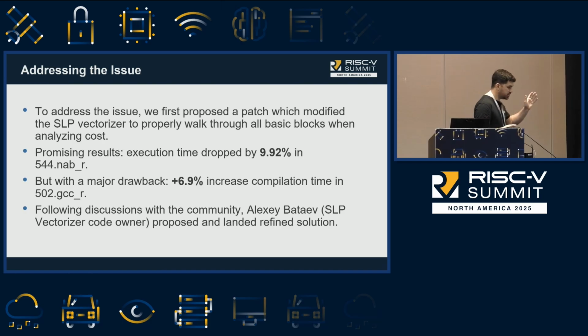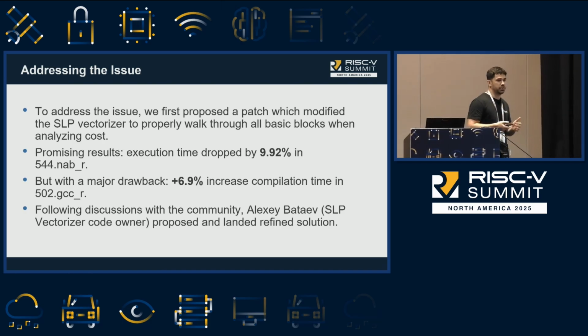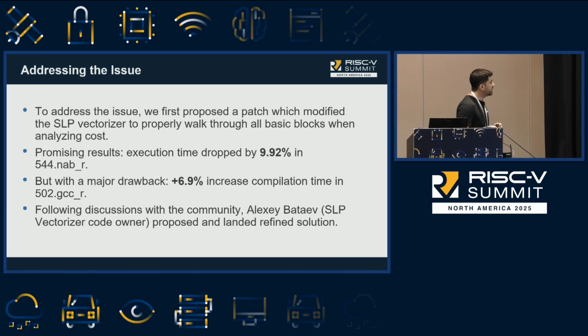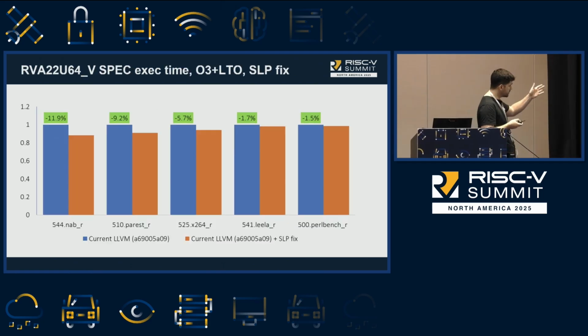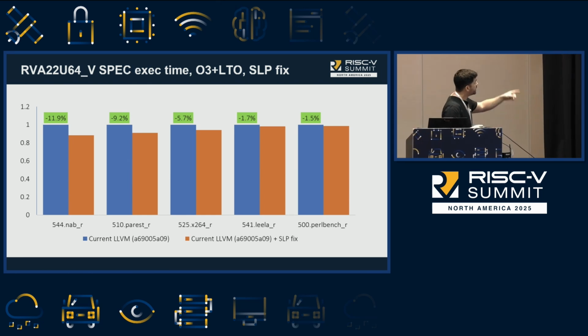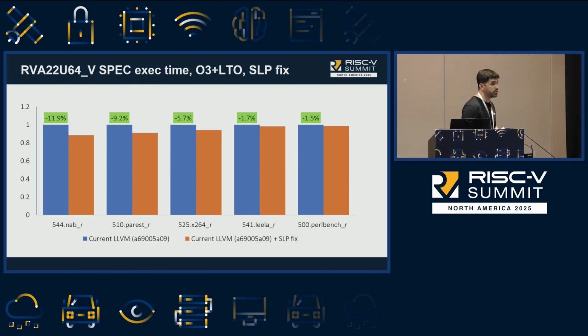I think this is just to show the importance of the community. Even though we did the investigation, the end result is that we have a better LLVM today. And these are the results. So NAB with Alexey's patch has up to almost 12% improvement in execution time. And this is just for vectors.